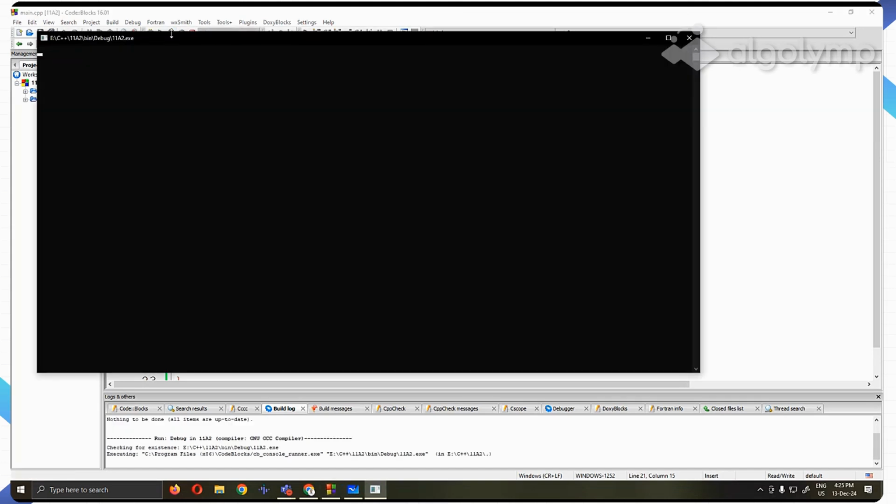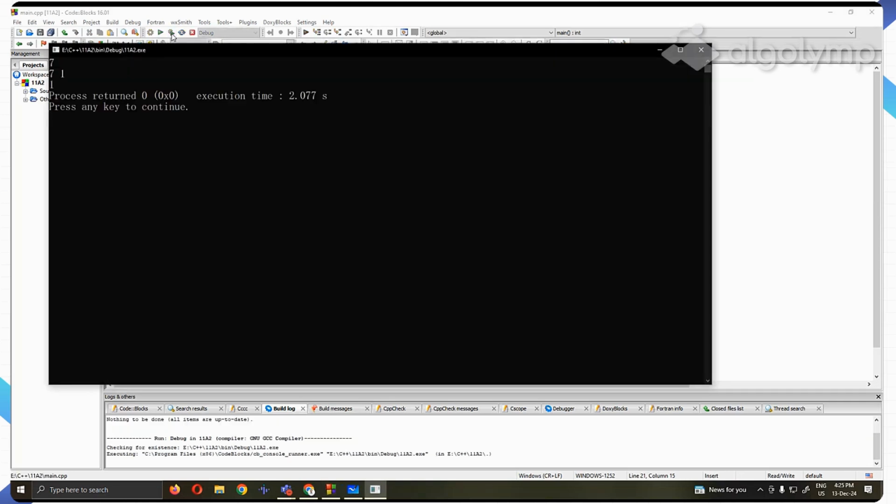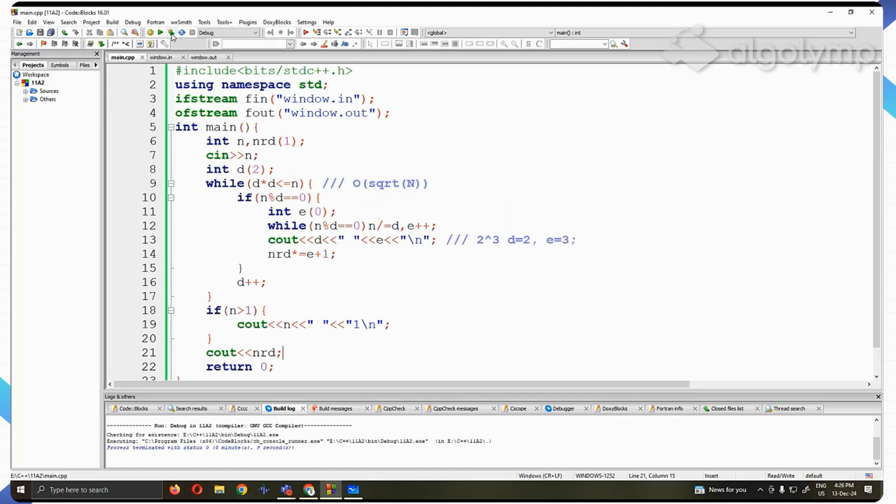Let's see for 27. It has 4 divisors: 1, 3 to 1, 3 to 2, and 3 to 3. It works. Let's see if I tell you now 7, and it tells me it has 1 divisor. How many divisors does 7 have? It has 2. Where is the problem in this code? It's good that we multiply, but we don't multiply everything we should.